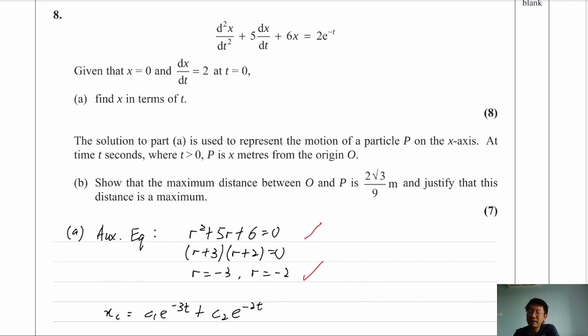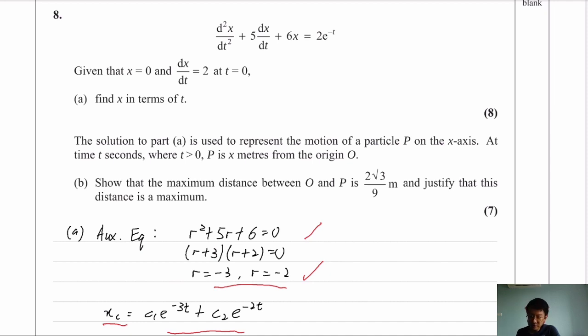One thing we have to take note of is that when we form the complementary solution, make sure we use the correct variable. In this case, the independent variable is t, the dependent variable is x. So our complementary solution will be x with a subscript c to indicate that it is our complementary solution. With the two roots that we have here, this would be the complementary solution.